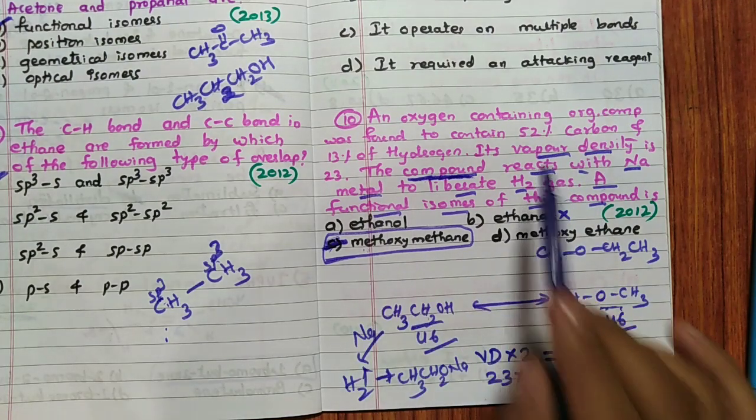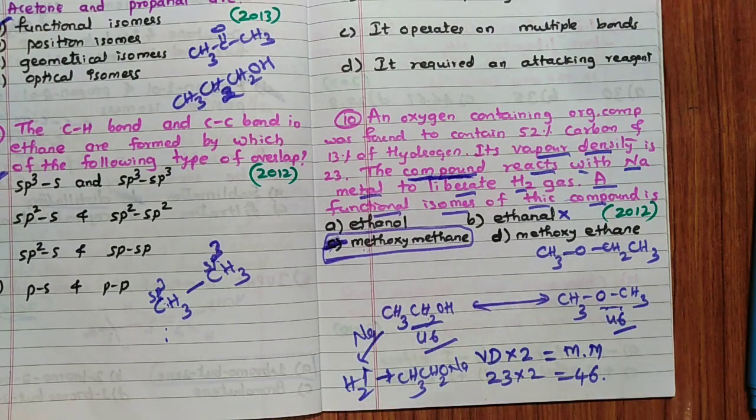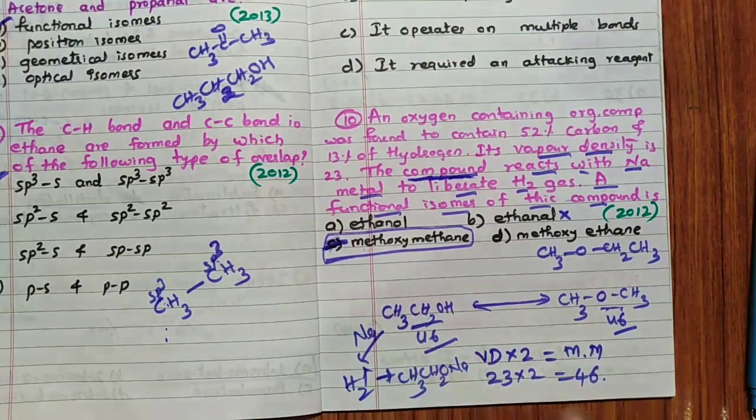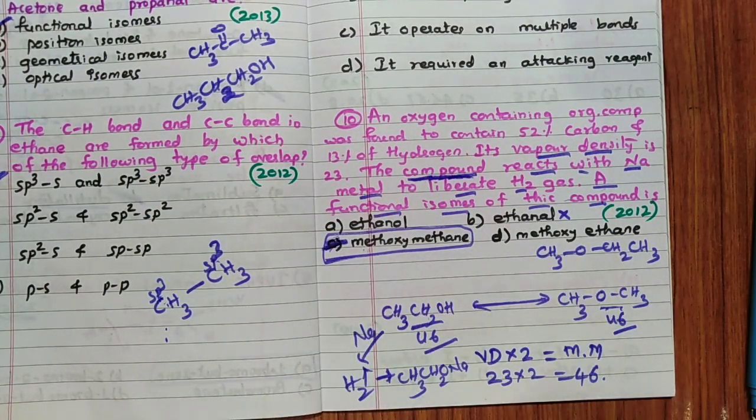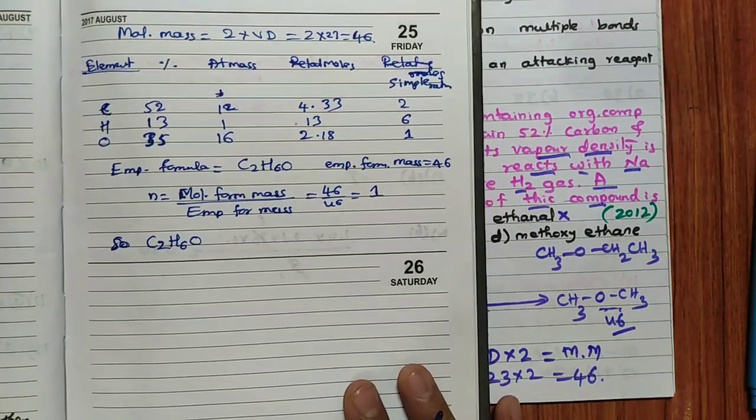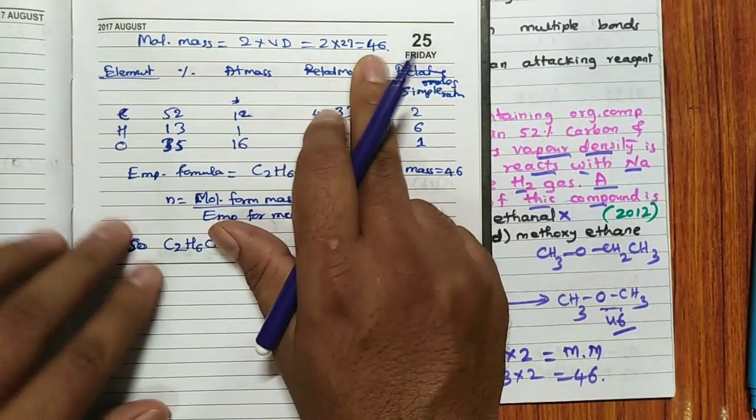They have given this because some students will solve in another way, because they consume more time doing that. But this is a shortcut. 23 is given, 46 is the molecular mass, then you solve. Otherwise, you can calculate in this way. I have solved that also, you can see. Here I have solved that. See, the molecular mass is given as 46, right?